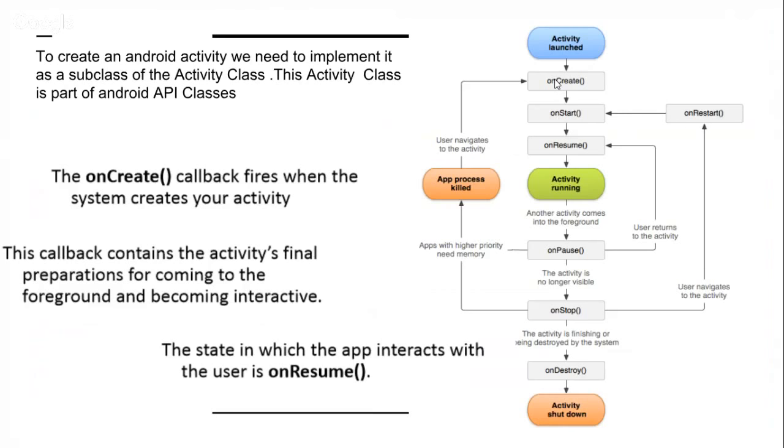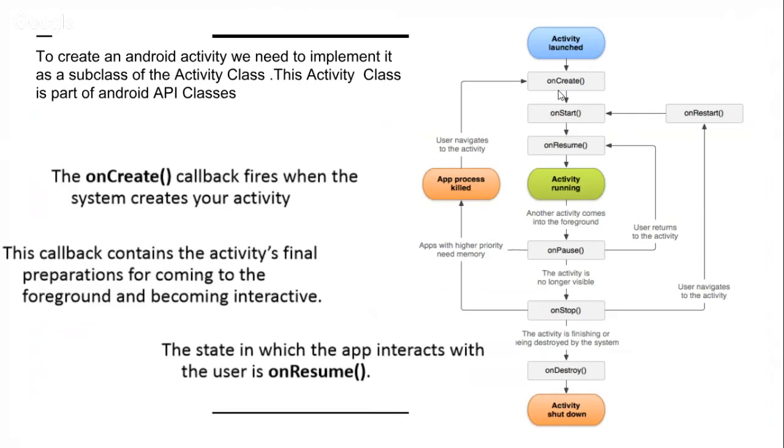First you have to start with onCreate. Then you have to come with onStart, then you have to go for onResume, then the activity running state, then onPause, onStop, onDestroy. Then if you see the code, we use something like onCreate.